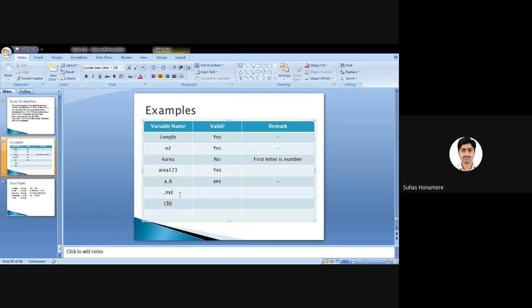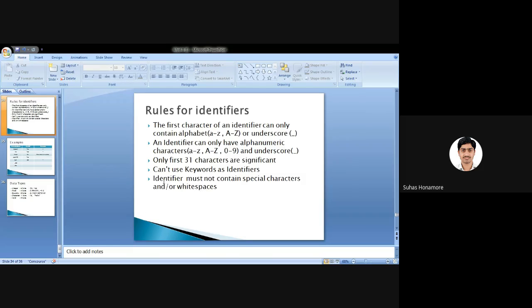Okay, so other than underscore, the remaining special characters are not allowed. Only underscore is allowed. So that is actually the fifth rule also. Identifiers must not contain special characters or white spaces. Those are not allowed.